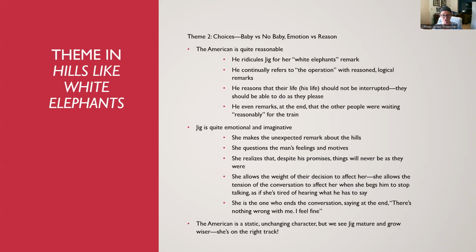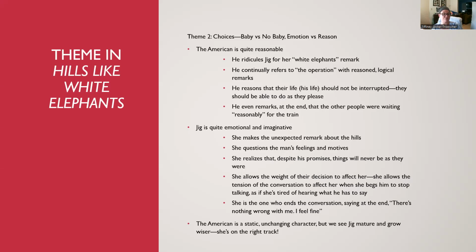Every time he refers to the operation, he is very reasonable. He is very logical about it. He reasons that their life, i.e. his life, shouldn't be interrupted. They should be able to do as they please. He even remarks at the end, when he goes to move the bags and stops back inside the bar before he joins her again, he's watching all the other people. He says all the other people are waiting reasonably for the train, as if to say she, Jig, is not being reasonable.